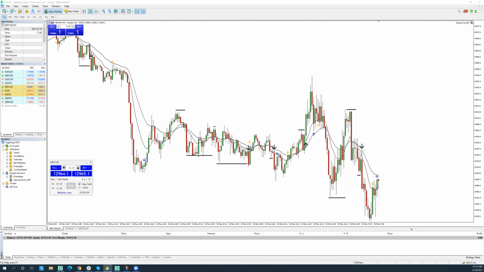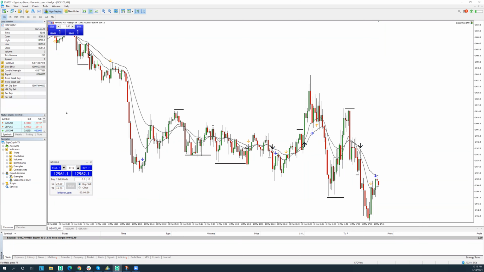So this needs to be a 50% strength candle. So far, it's not. Let me go over here. Candle strength here was only 27%. So not a trade, unfortunately. So this trade doesn't take place. We just give it up.